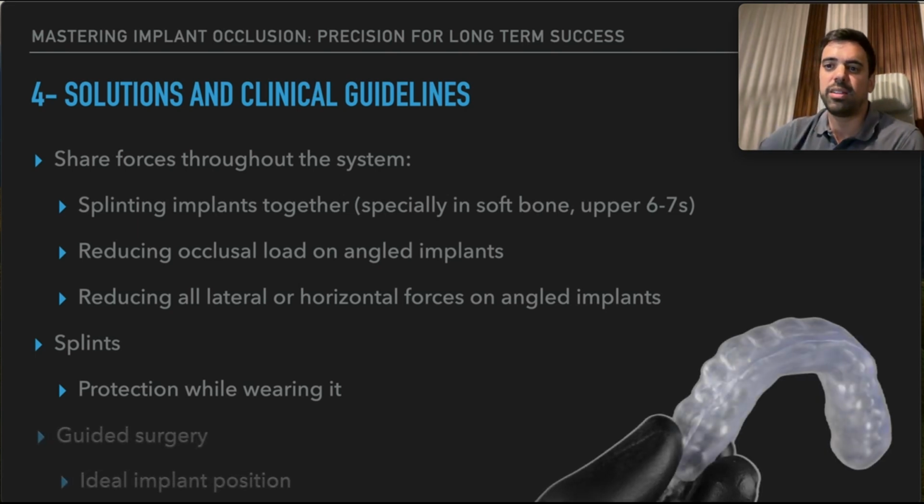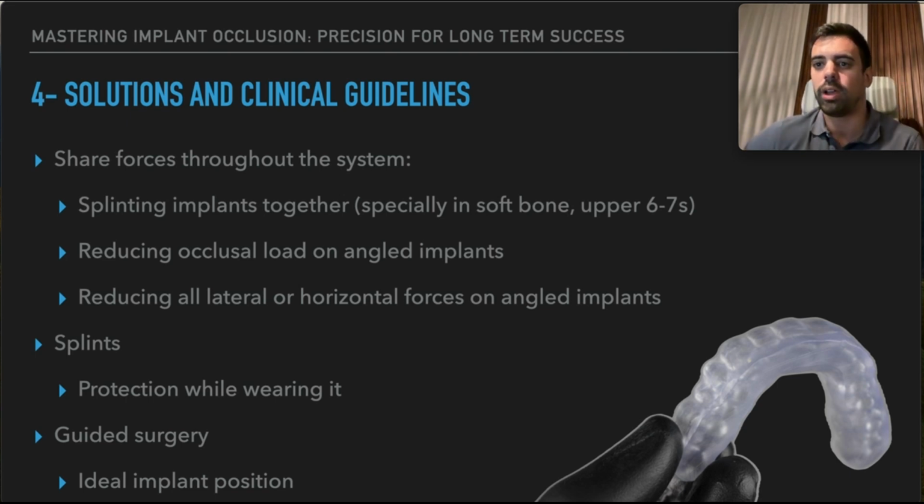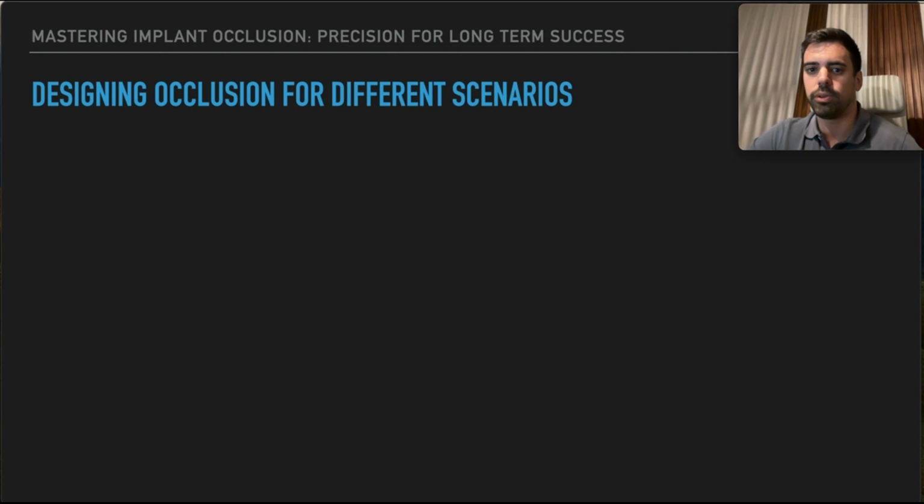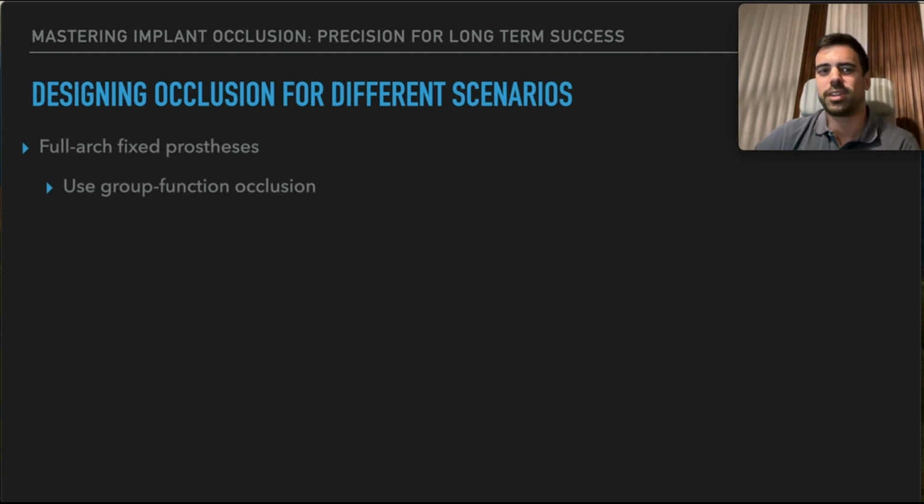Then at the very end, if we can, I'll recommend to do guided surgery, because we want to have the ideal implant position. If we have an implant that's completely buccally placed, then not only can aesthetics be a problem, not only can biology be a problem, but also the loads on that implant are going to be way higher. So we want to make sure that we reduce those loads as much as possible. If we place them with guided surgery, I'll show you at the very end as well how that can improve in these scenarios. So, the occlusion and how to design it in different scenarios.